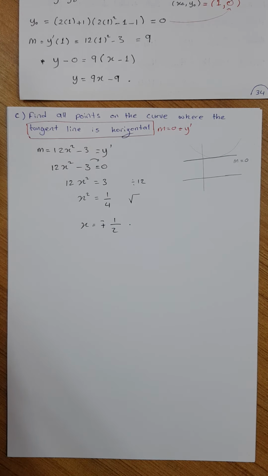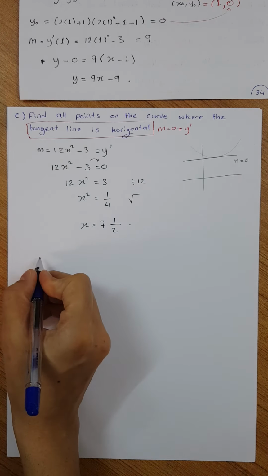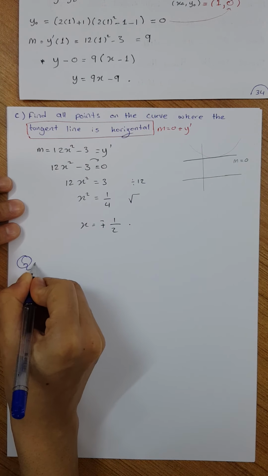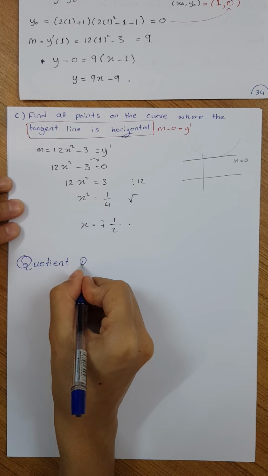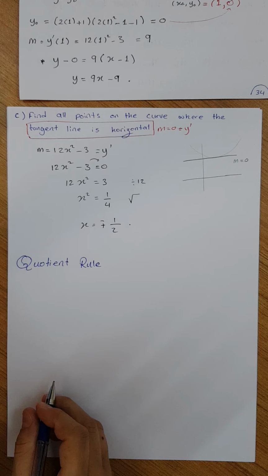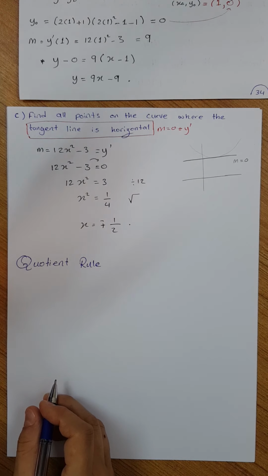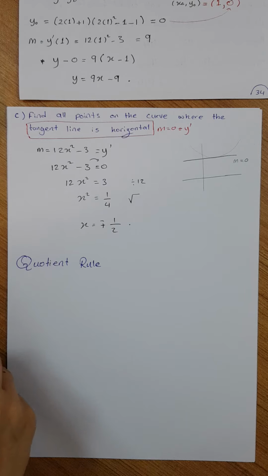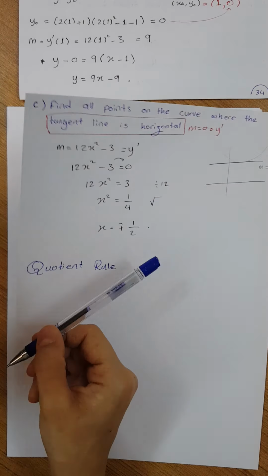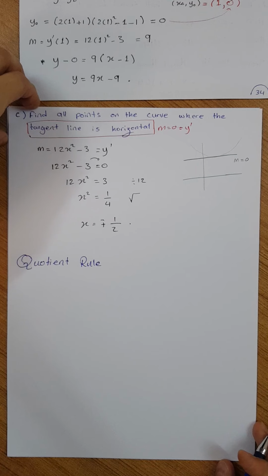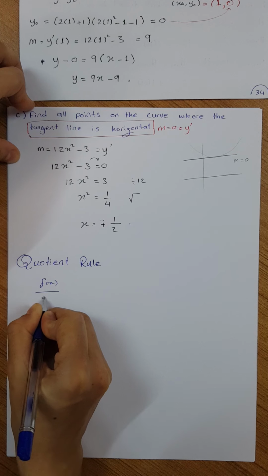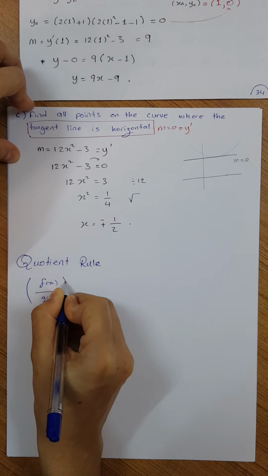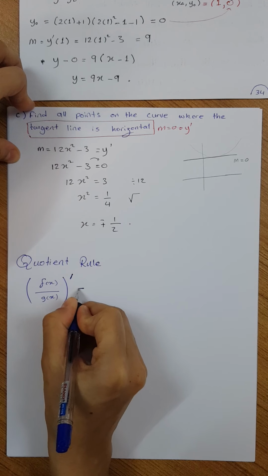That's all about product rule. We have got quotient rule. If you're done with the product rule, quotient rule is pretty much the same thing as the product rule, only something very simple different from it. So we have got f of x over g of x, and we want to take the derivative of this one.